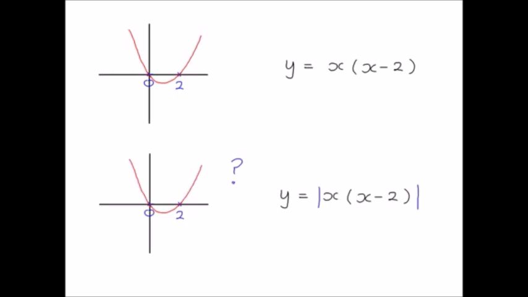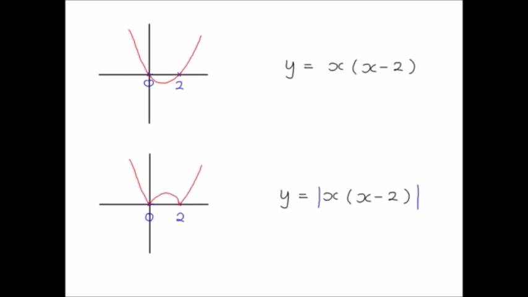So what about the graph of y is equal to the modulus of x times x minus 2? Well, the region that's below the x-axis is reflected. So this part here is reflected to give you this. So now you have the graph of y is equal to the modulus of x times x minus 2.